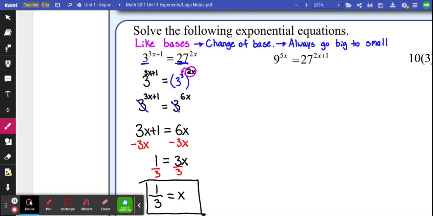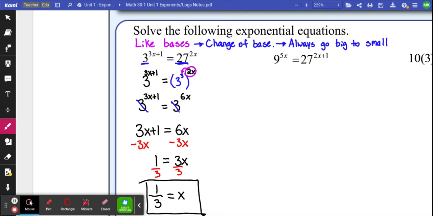How are we feeling about that? It's okay? Big to small? All right, beauty. Look at B. First thing I identify: letters in the exponents. That immediately tells me I want to do like bases. That's my strategy. Now, I want to go from big to small. So I start trying to turn 27 into 9 to the power of something. And it doesn't work, right?